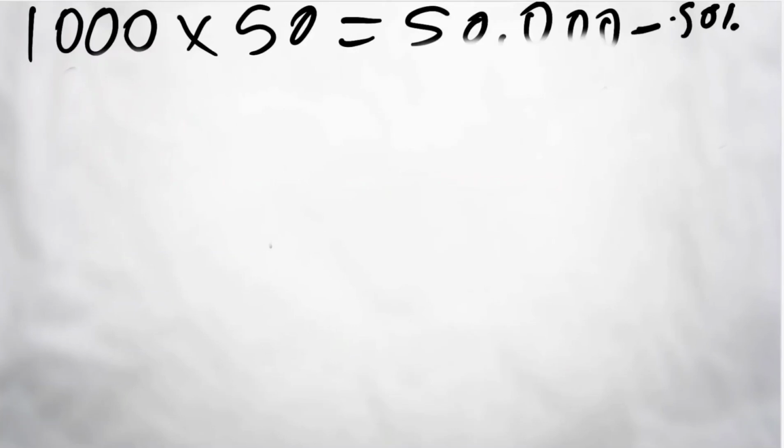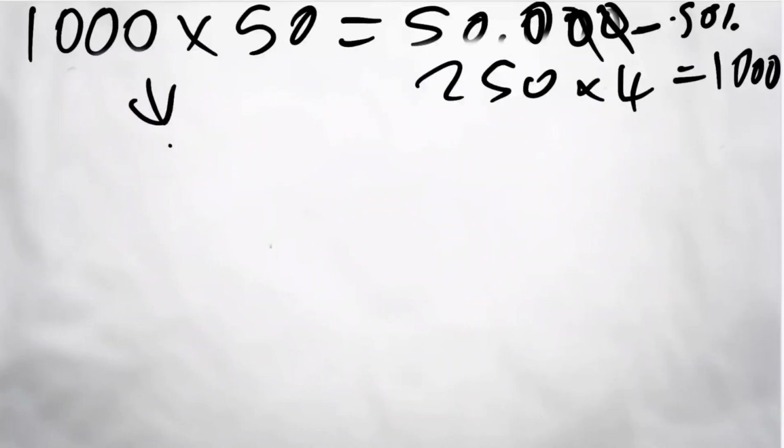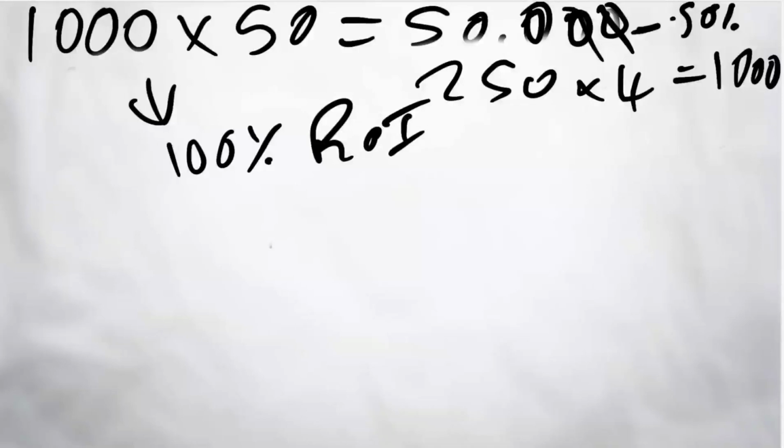So let's do the math. 10% of this would be 5,000, and 1% would be 500, and half of that would be 250. So 250 a week would equal about 1,000 a month. So over a month, you would have made 100% ROI. A lot of people may scoff at this because when they go into forex, they think they're going to be able to buy a Lamborghini, but that's not how it works.